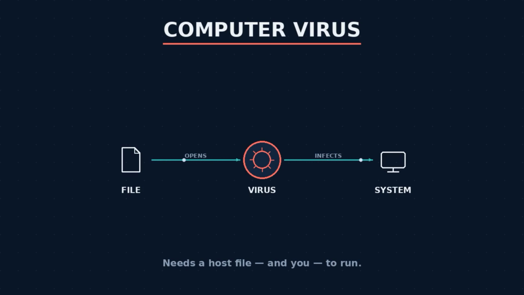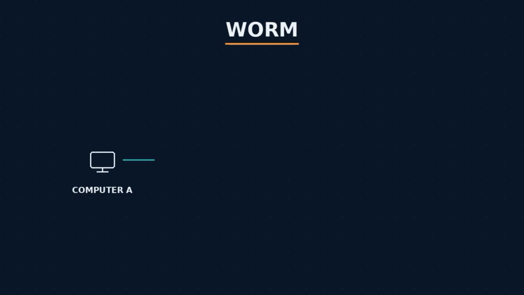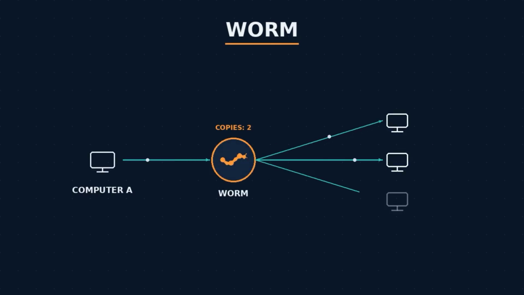Worms are like viruses' more independent cousin. Unlike a virus, a worm doesn't need a host file, and it doesn't need you clicking anything. It can just replicate itself and spread across networks completely on its own, jumping from computer to computer by exploiting security holes. This is exactly why worms can cause so much damage so fast. One infected machine on a network can turn into hundreds, all without a single person clicking a single thing. Some of the worst cyber attacks in history, like WannaCry, were worms.